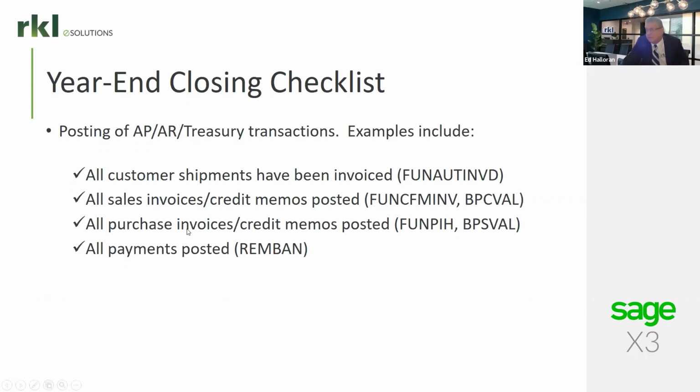Kind of the same idea with purchase invoices and VP supplier invoices. You'll want to run these 2 processes. And you want to make sure that all your payments for cash received, plus checks or ACH wires, that type of thing, have been posted in the system.